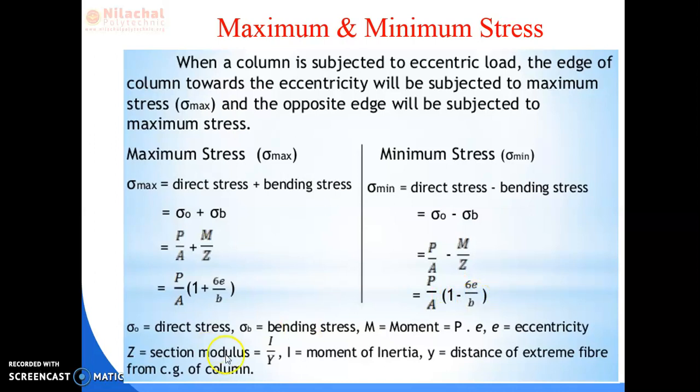Here sigma O is known as the direct stress, sigma B is known as the bending stress, M is P into E, and Z is equal to I by Y, where I is the moment of inertia of the column along the longitudinal axis, and Y is the distance of the extreme edge from the CG of the column.